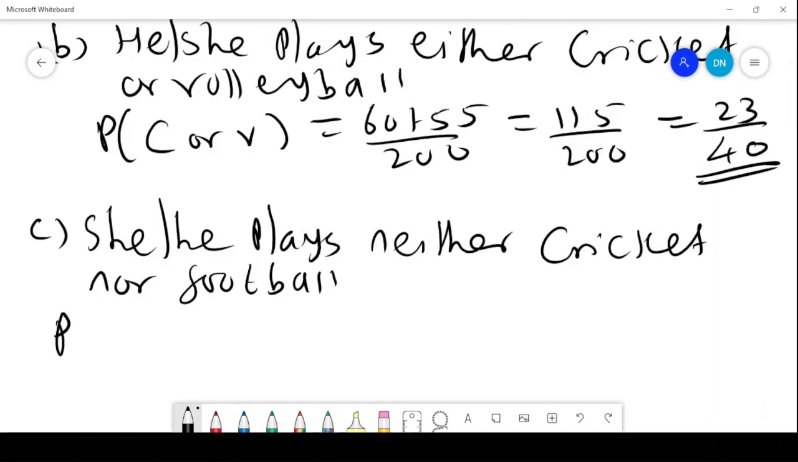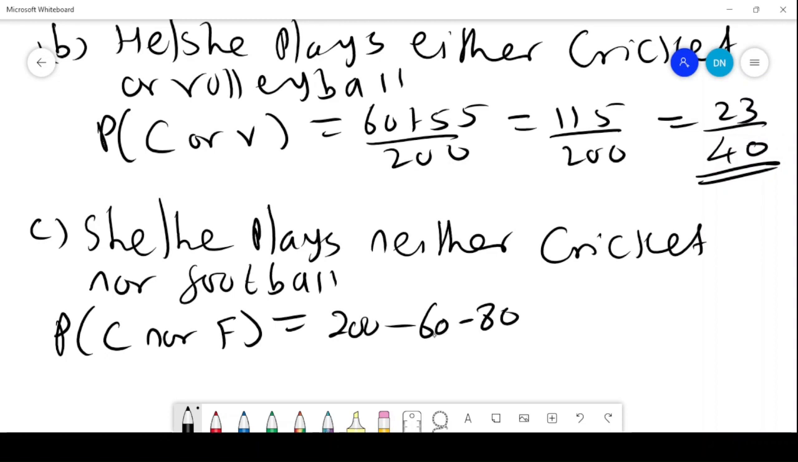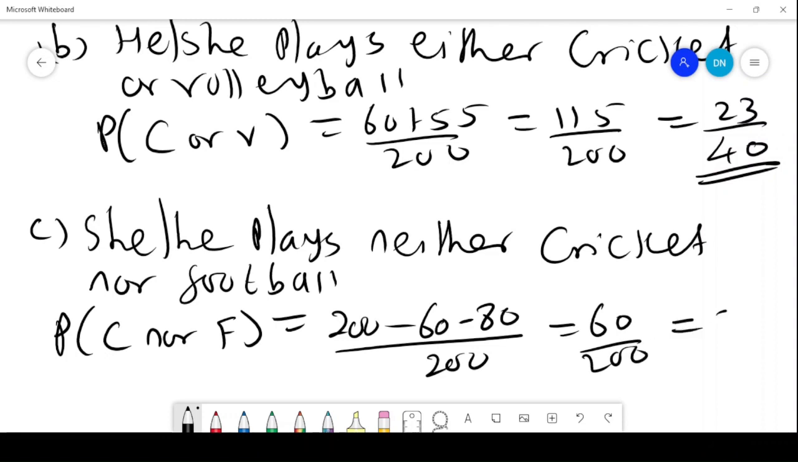For plays neither cricket nor volleyball, it will be 200 minus 60 minus 80 over 200, which is 60 over 200, and that is 3 over 10. There is a 3 over 10 chance that he plays neither of the indicated games.